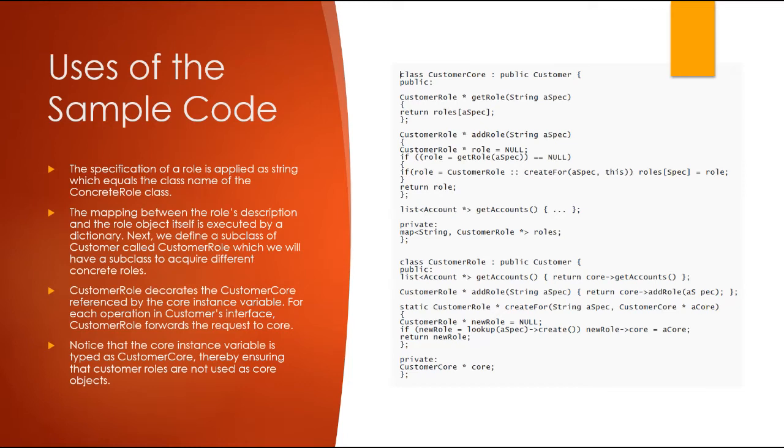Next, we define a subclass of Customer called CustomerRole, which will have subclasses to acquire different concrete roles. CustomerRole decorates the CustomerCore referenced by the core instance variable for each operation in the Customer interface. CustomerRole forwards the request to core. Notice that the core instance variable is typed as CustomerCore, thereby ensuring that customer roles are not used as core objects.